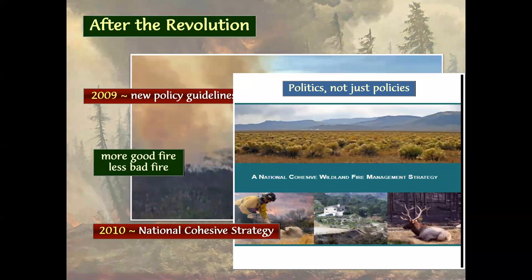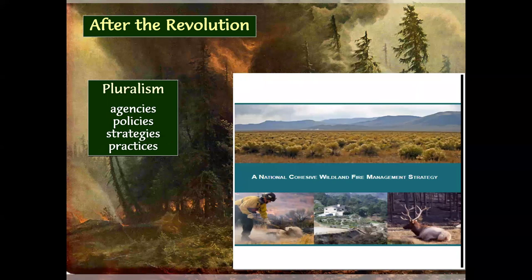We need really a kind of fire constitution: who's going to decide who does what, who pays for what, who has rights, who has responsibilities? How does that all play? How do we put a coherent enterprise together, not just react to ever-growing threats? So I think we're left with a kind of pluralism. Lots of agencies, lots of policies, lots of strategies, lots of practices.